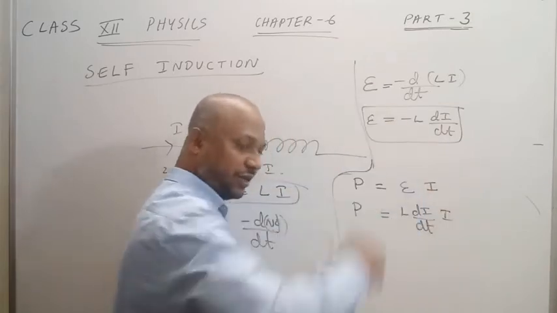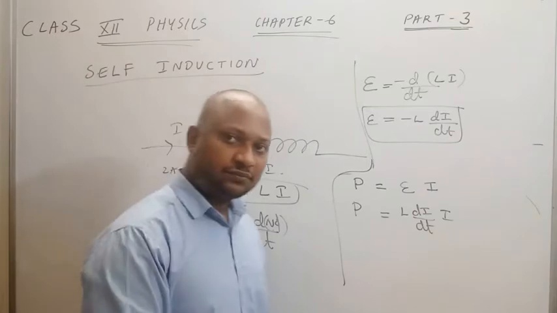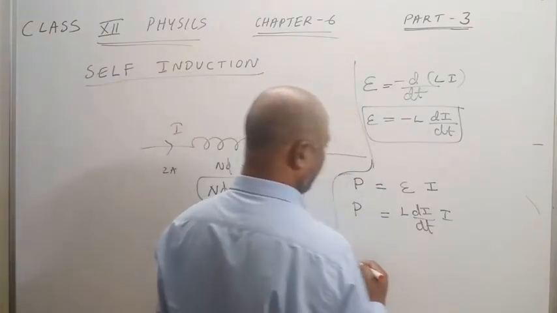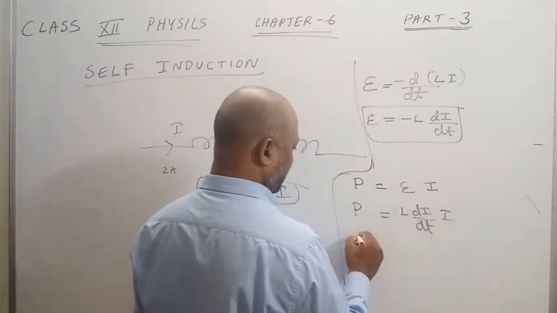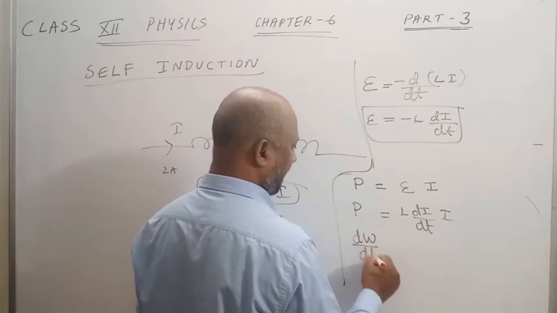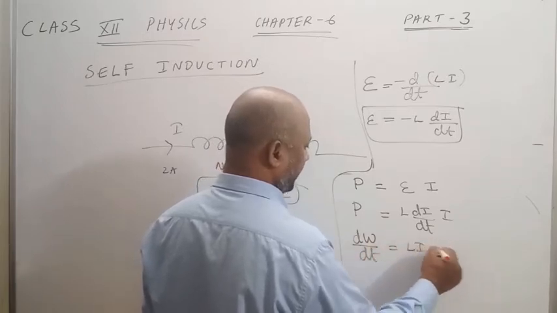Current increase हो रहा है तो decrease कराने की कोशिश करेगा, और decrease हो रहा है तो increase कराने की कोशिश करेगा. So that is what minus represents here. And so power, I can write the rate of doing work is power, L i di by dt.